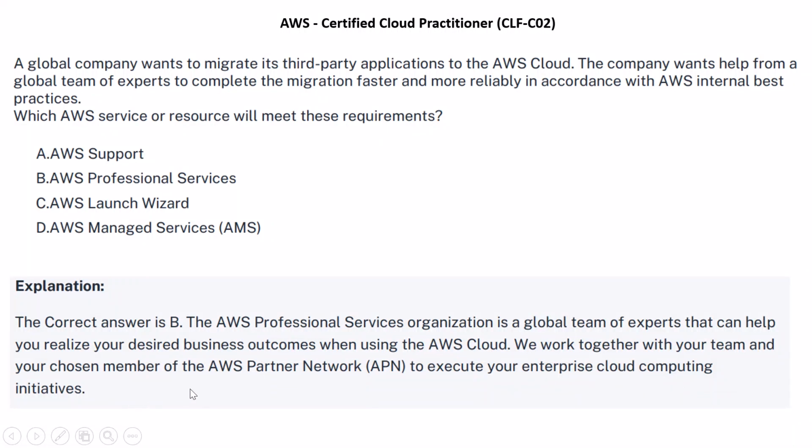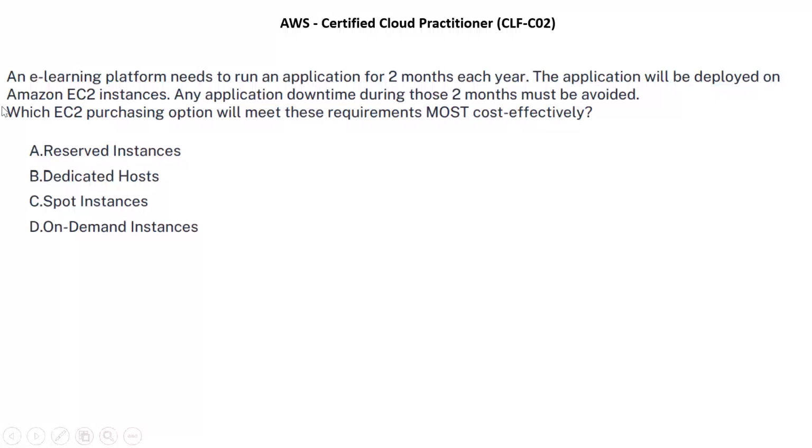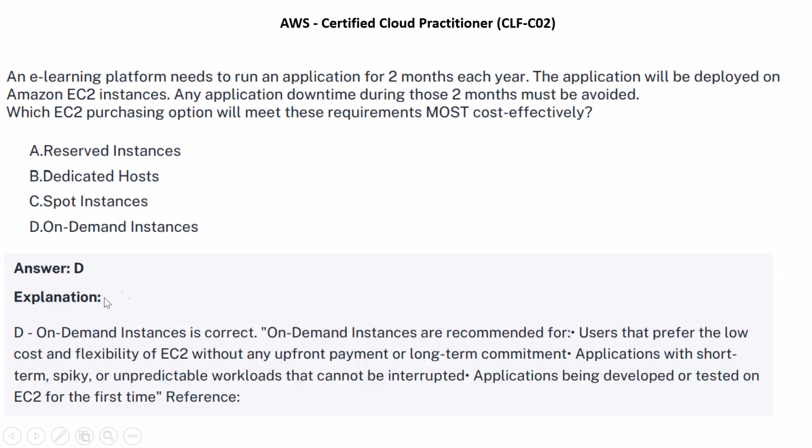Next question. An e-learning platform needs to run an application for 2 months each year. The application will be deployed on Amazon EC2 instances. Any application downtime during those 2 months must be avoided. Which EC2 purchasing option will meet these requirements most cost effectively? Option A. Reserved instances. Option B. Dedicated hosts. Option C. Spot instances. Option D. On-demand instances. The correct answer is option D.